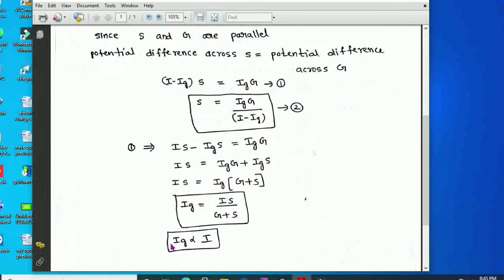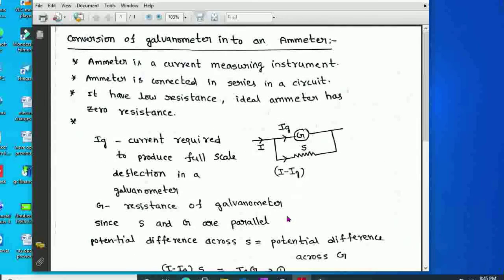Now Ig is proportional to I, that is, the current required for the full scale deflection is directly proportional to the maximum current to be determined. So accordingly, if you adjust the values of shunt resistance, then the galvanometer can be used as ammeter. This is about the conversion of galvanometer into ammeter.